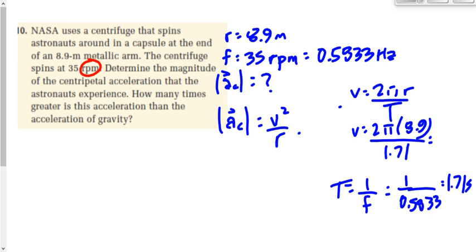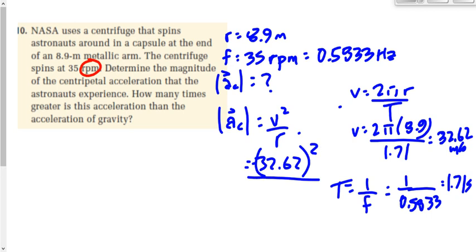Who has that? Yep. 32.62 meters per second. Well, now we can plug that back, Liam, into here, 32.62 squared divided by r, 8.9. Now, I hope you don't make a mistake like forgetting to square that, but that happens from time to time. There's an excuse for that, right? We're careless sometimes. We make a mistake. None of us are perfect.